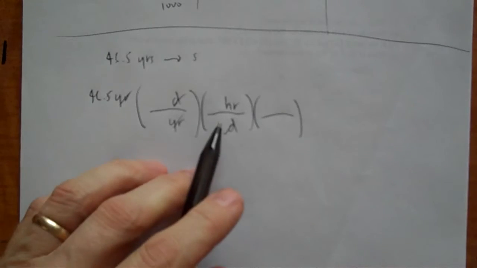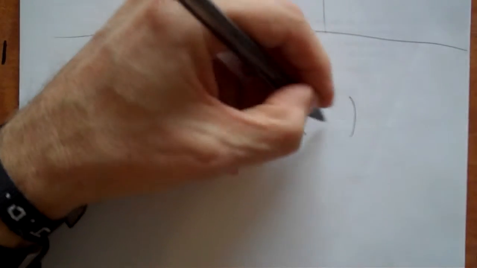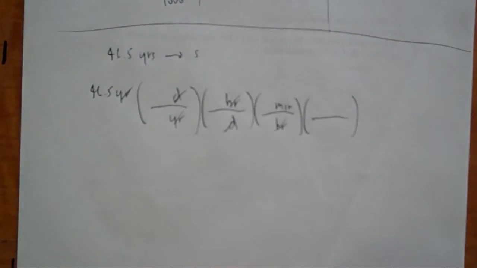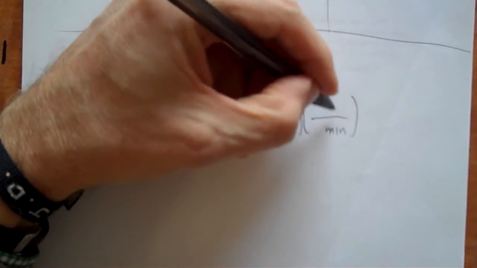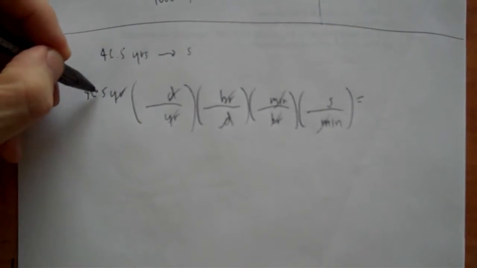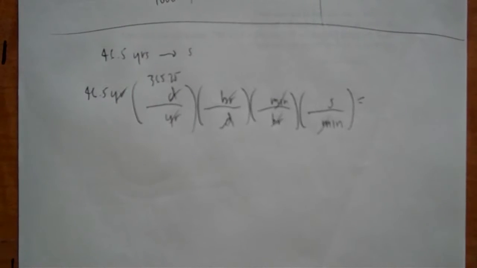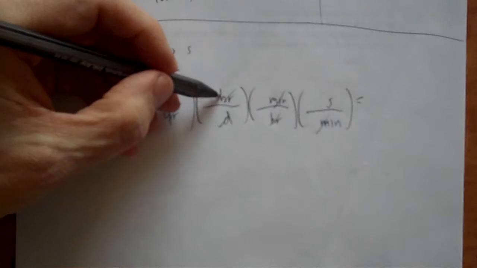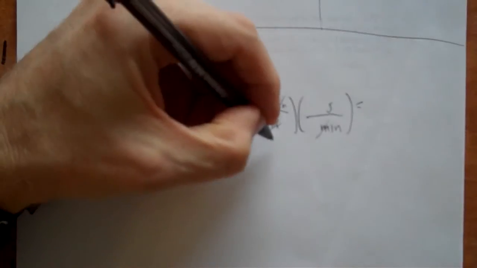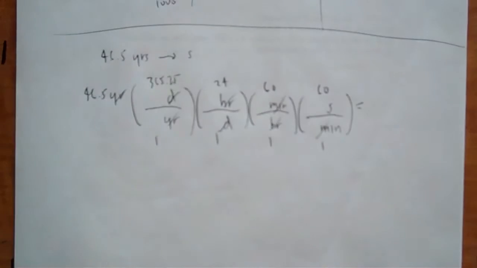And I don't know how many seconds are in an hour, but I do know how many minutes are in an hour. Those will cross off. I do know how many seconds are in a minute. Okay? And there we go. Now I'm going to put my numbers in and calculate everything, but I'm golden. 46.5 times, how many days in a year? 365.25. There are 24 hours in 1 day. There are 60 minutes in 1 hour. There are 60 seconds in 1 minute.